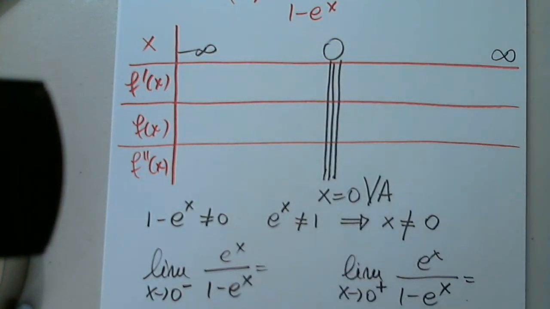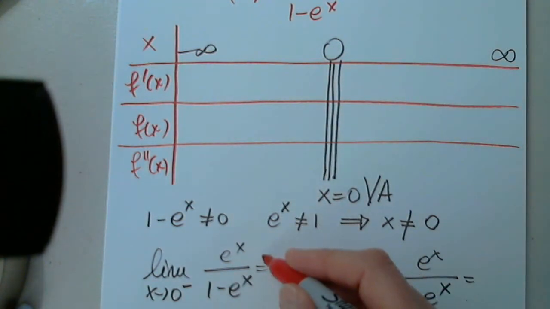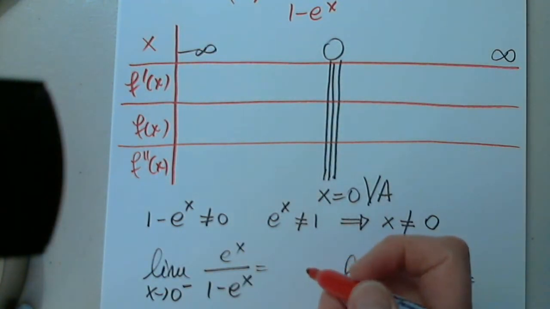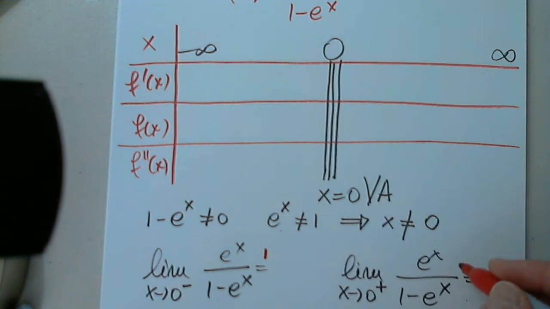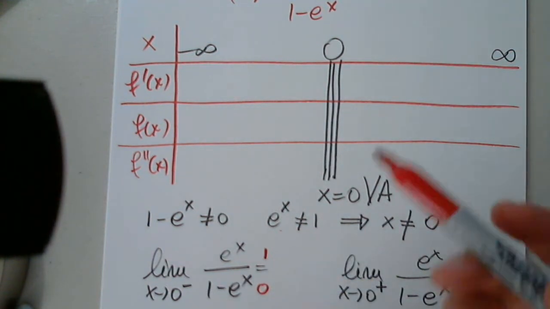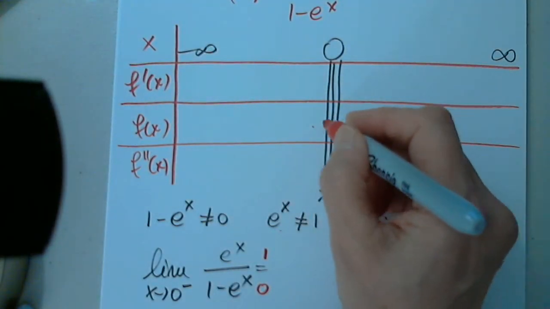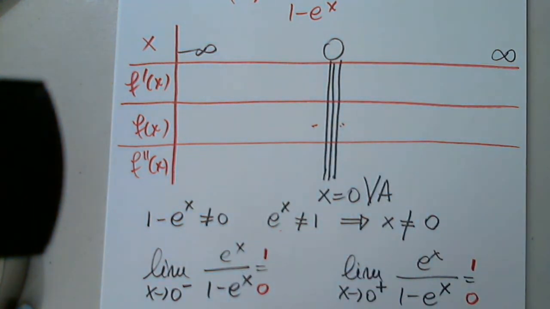What is the top? Well, we know it's 1. What about the denominator? Well, we know it's 0. So we know there is no hope. We know we have to get infinities here and here. We know that. So let's see.